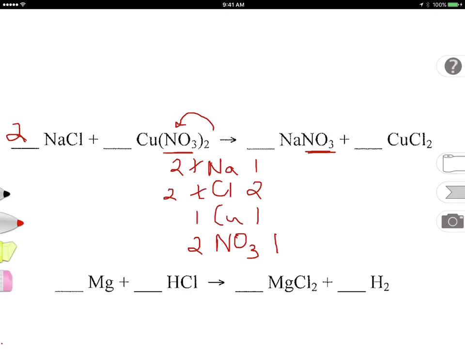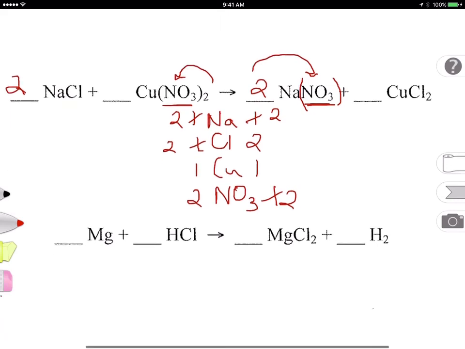Go back, fix the sodium. 2 in front of the NaNO3, which will make that 2. And then this 2, again, because we're not splitting this up, is going to go to that entire NO3. So I've got 2. And now everything is balanced and looks good. Okay. All right, next one.